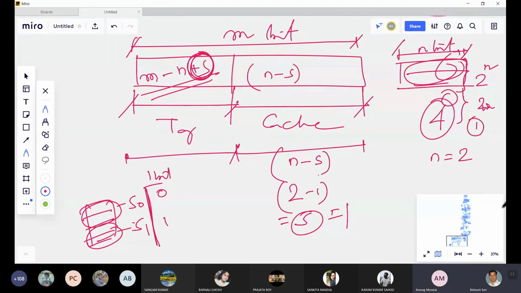It is increasing. In direct mapping, the tag is directly m minus n. Is it clear? Yes, sir. In direct mapping, that is m minus n. Here, due to the plus s, I can say the tag will increase. So can you justify this point numerically also? You can say, yes, this is possible for this case. Okay.